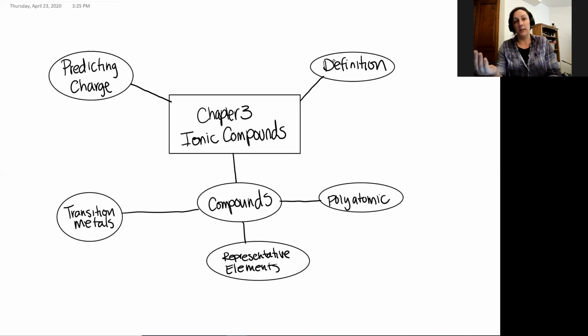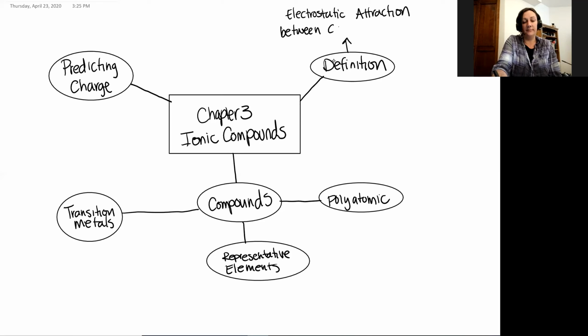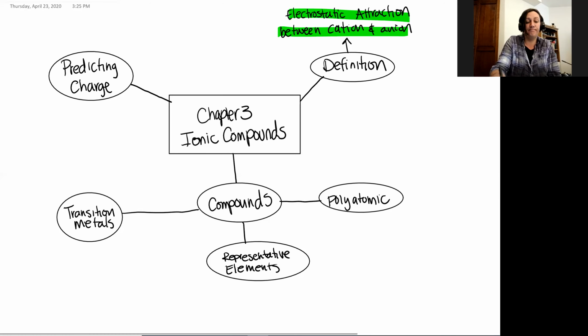So first of all, the definition of an ionic compound is important. So it is going to be an electrostatic attraction between two different charges, between a cation and an anion. Your textbook says it is the transfer of an electron to another element, and that is not true. That is a redox reaction, and so this definition is the only definition that I'll accept as correct on things like exams. So heads up.